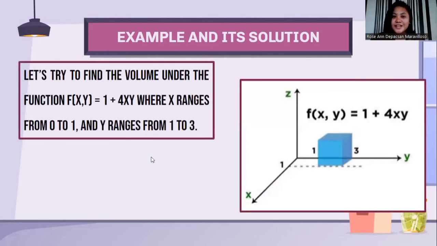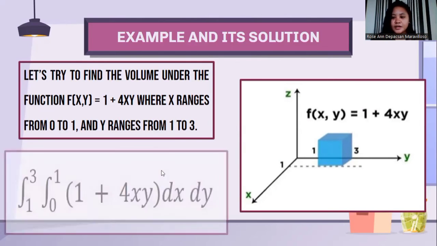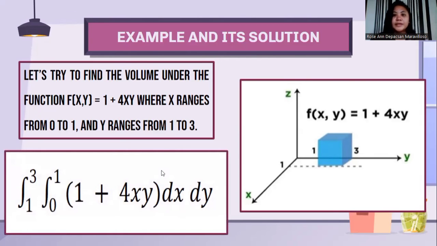So let's try to find the volume under the function f of x comma y equals 1 plus 4xy, where x ranges from 0 to 1 and y ranges from 1 to 3, as you can see in the figure. The volume will be given by the double integral here. We will start with the innermost integral first and then work outwards. So doing the dx integral inside first, we will treat y as a constant and then simply integrate the result with respect to y.